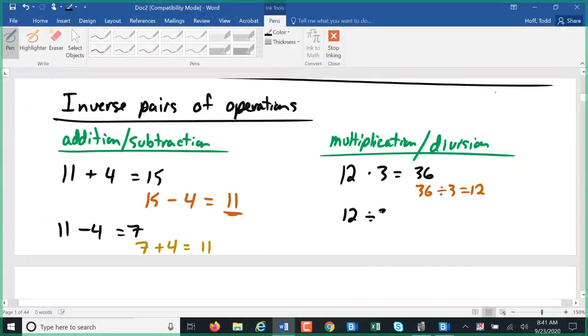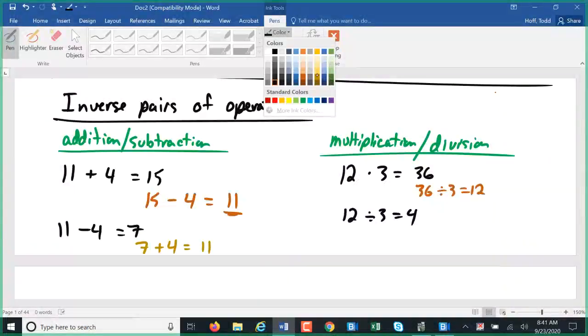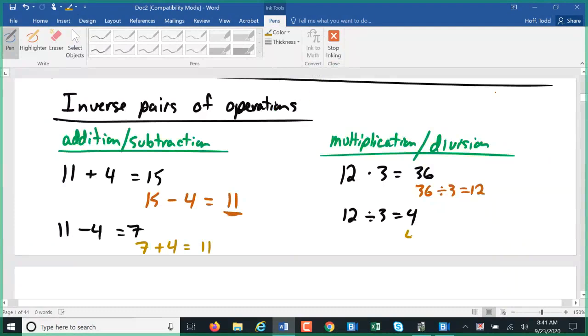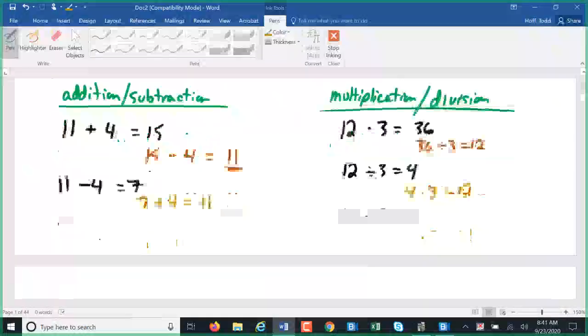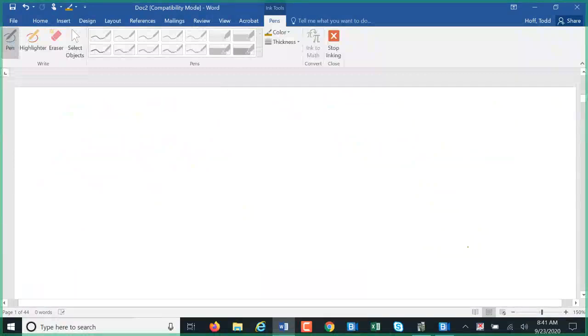Or if I did 12 divided by 3, that would give me 4. If I want to get back to the 12, I take my 4 and I multiply by 3 to get back to 12. Multiplying by a number, then dividing by the same number, reverse each other. The same as if I divide by a number, then multiply by that number. They're inverse pairs. Everything in math is reversible to some extent.